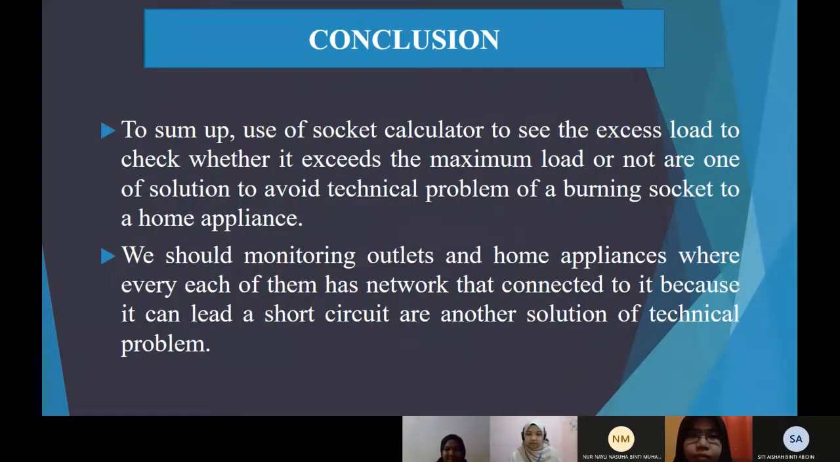Okay, I will continue with the conclusion. To sum up, the use of a socket calculator to see the excess load and check whether it exceeds the maximum load or not is one of the solutions to avoid the technical problem of a burning socket of a home appliance. We should monitor outlets and home appliances where each of them has a network that connects to it, because it can lead to a short circuit or another technical problem.